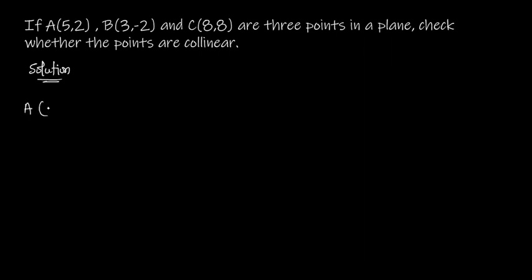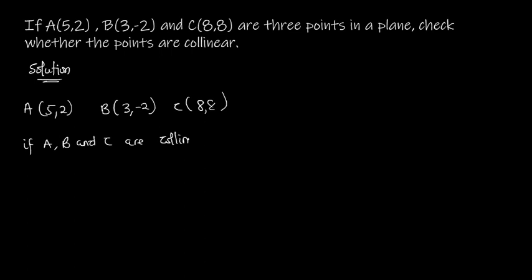So I'm going to write my point A 5, 2, my B is 3, negative 2, and then my C is 8, 8. As usual, I say if A, B, and C are collinear, then it means that the gradient of the points AB should be equal to the gradient of the points BC, and that should be equal to the gradient of the point AC.